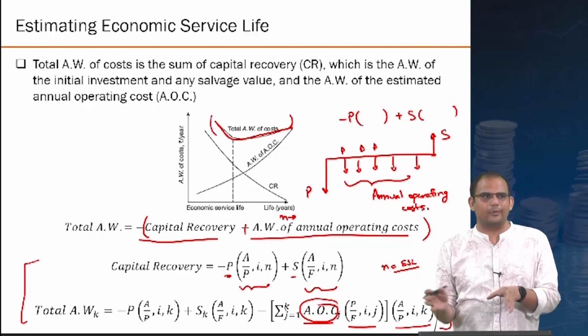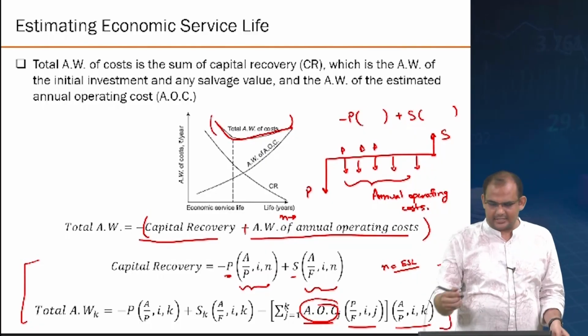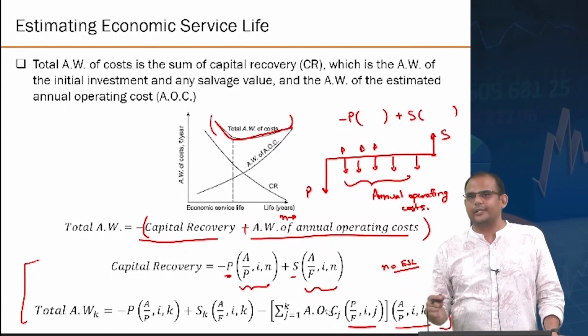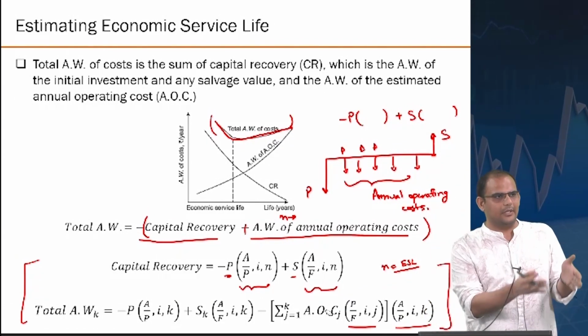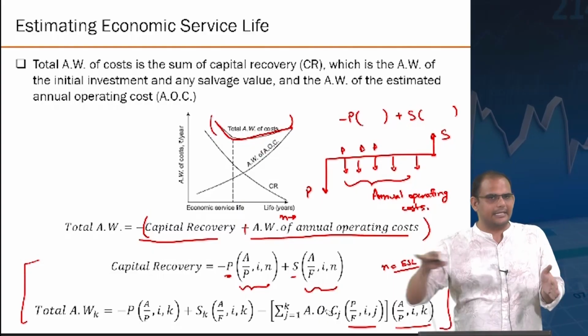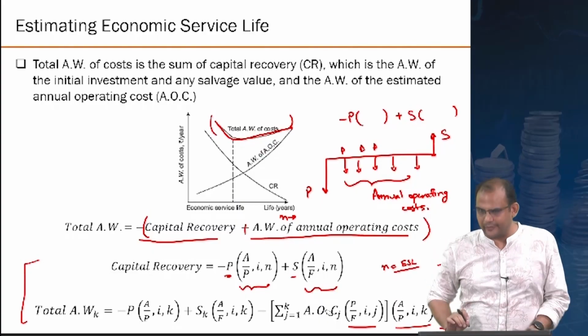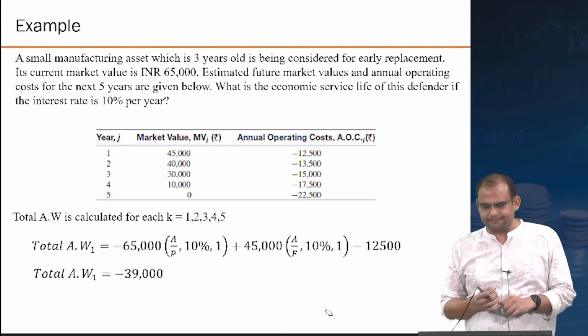Right? Then you don't need to worry about this transformation. But since the annual operating cost in each year could be different, you need to first convert them to the present worth and then redistribute it over the entire series. Understood this calculation? Let me give you an example, it will make it more clear.